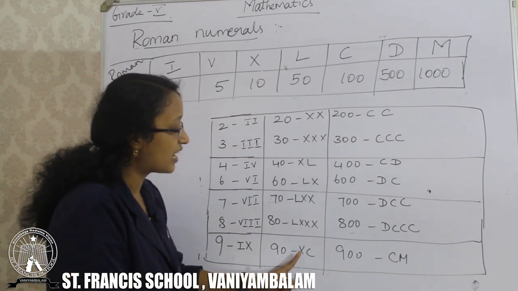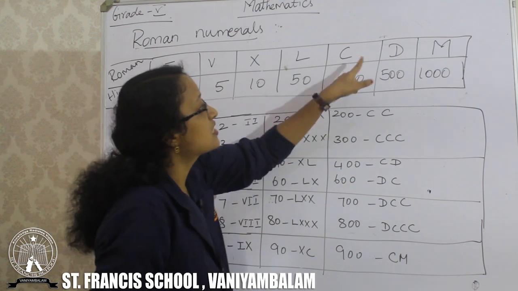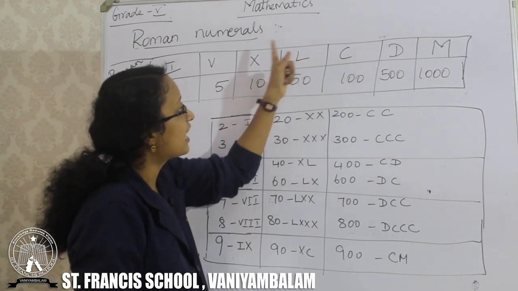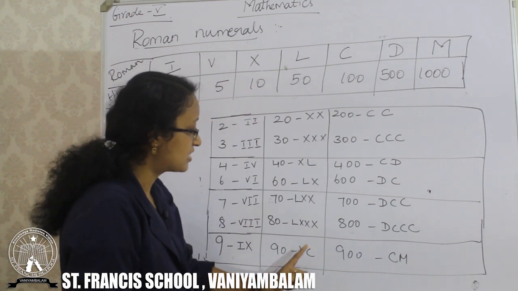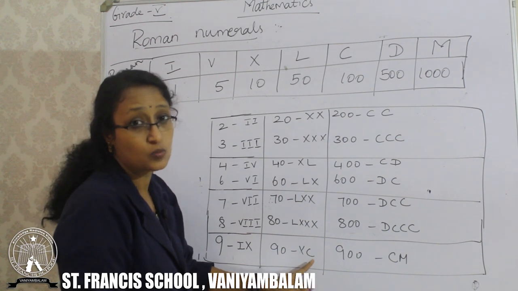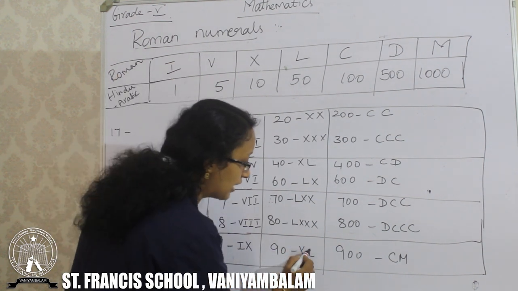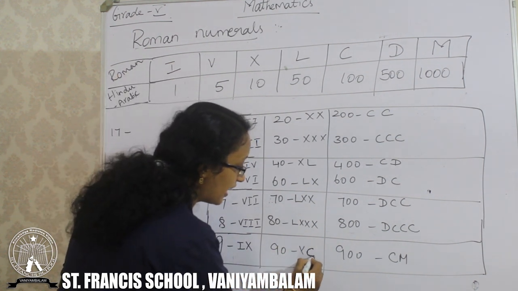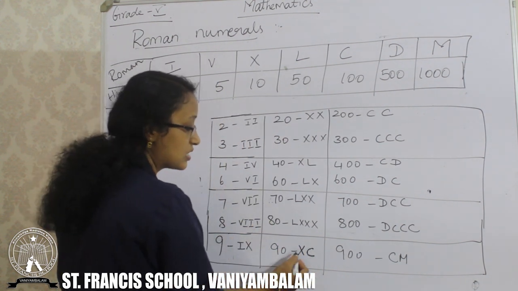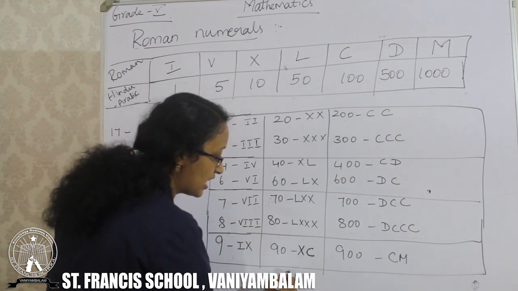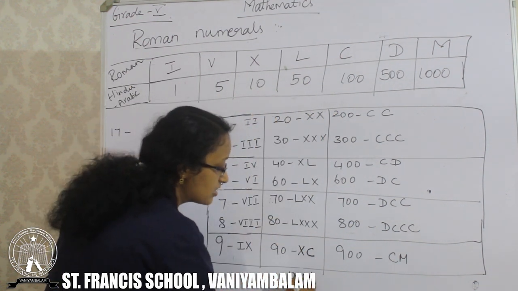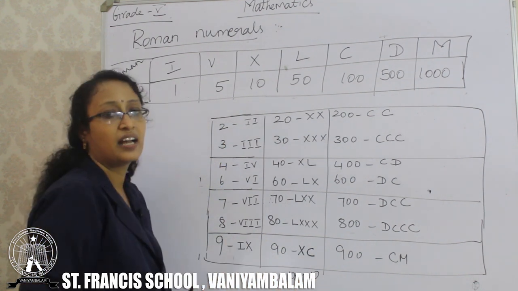90. Why are we writing XC? Because C is greater than X. So, XC means, if you have the greater alphabet on the right-hand side, then you have to subtract. So, C minus X. What is your C? C is 100. X is 10. So, 100 minus 10 is 90.